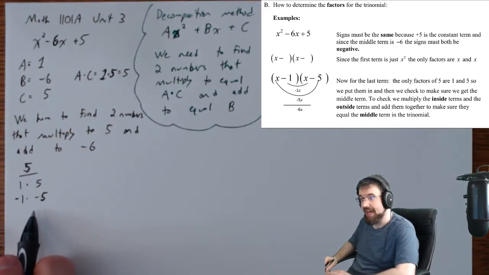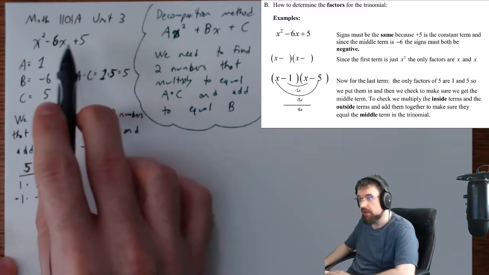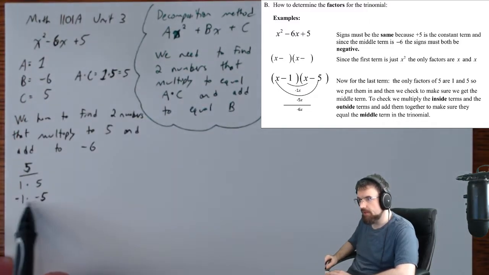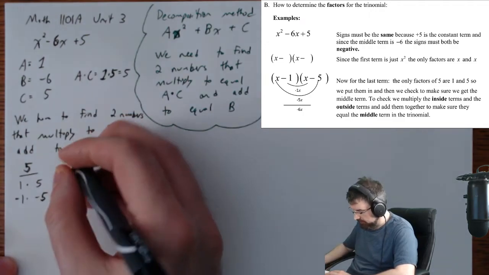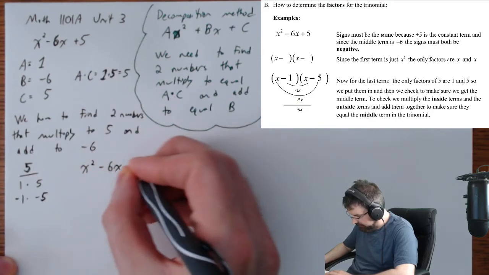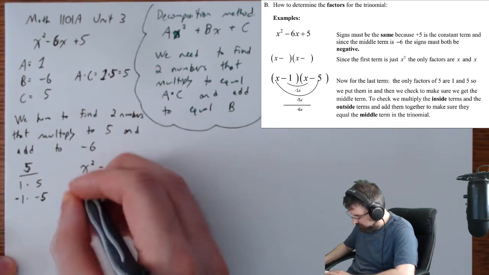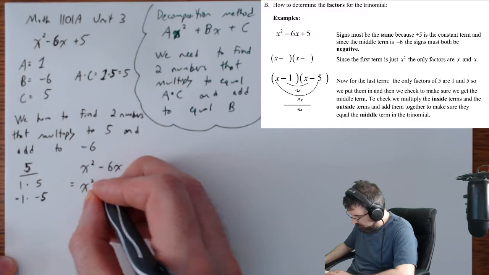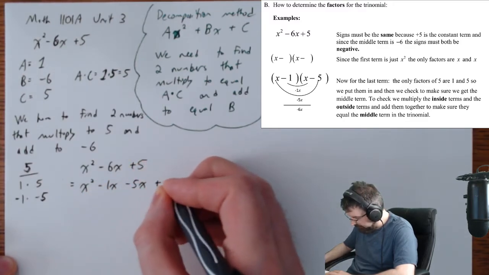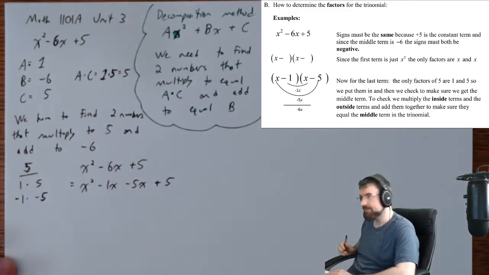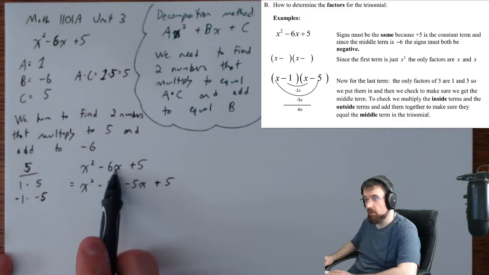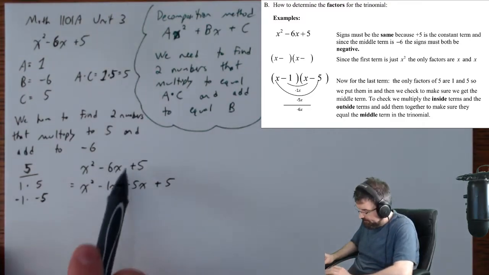So once we have that, we're going to rewrite this, but we're going to break this middle term down into these two numbers instead. So we're going to say x squared minus 6x plus 5 equals x squared minus 1x minus 5x plus 5, like so. Okay, so this is the decomposition part. This is where it gets its name.